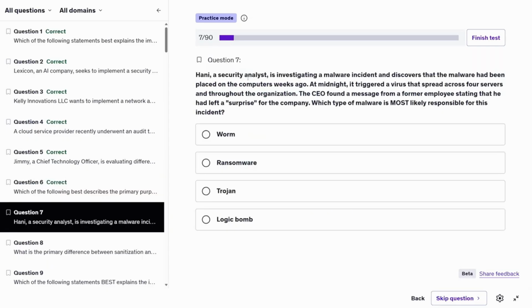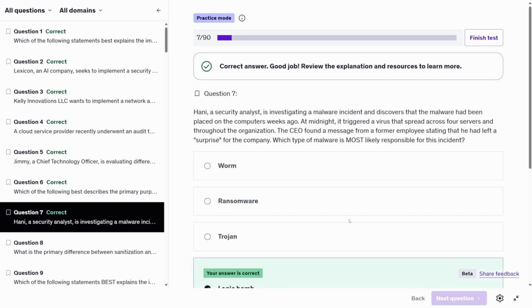Hani, a security analyst, is investigating a malware incident and discovers that the malware had been placed on the computers weeks ago. At midnight, it triggered a virus that spread across 4 servers and throughout the organization. The CEO found a message from a former employee stating that he had left a surprise for the company. Which type of malware is most likely responsible for this incident? Correct answer is D, logic bomb.